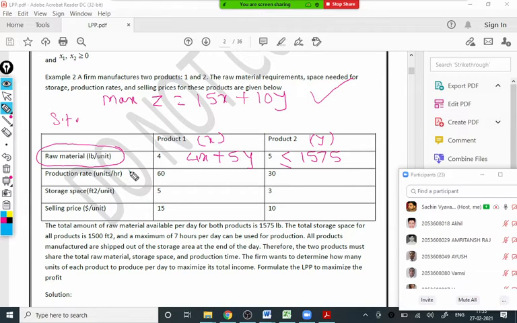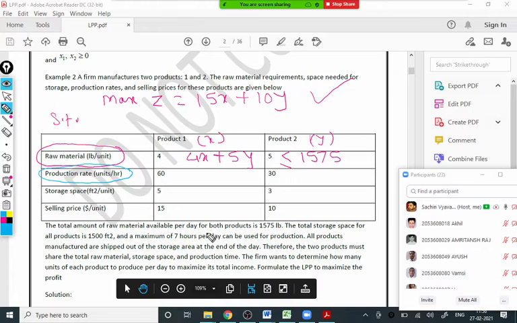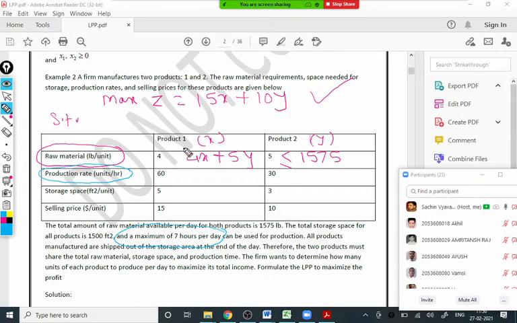Second constraint we can say is on the production rate. So what is the condition on the production rate? 60x plus 30y less than or equal to 7. Not correct. This is a little tricky constraint; otherwise, generally the constraints are very straightforward. We have a maximum of 7 hours available per day, and 60 units are produced per hour of product 1.